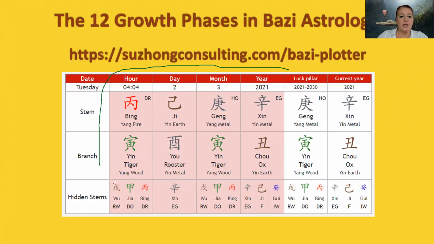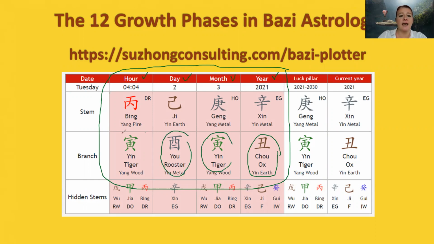Now, the pink colored part is your actual birth chart, the natal chart. And as you can see, there is a year. We call this the year pillar, the month pillar, the day pillar, and the hour pillar. This particular person is born in the ox year, in the tiger month, on a rooster day, and in the tiger hour. This is something that beginners may not be familiar with, because most people think we just have one animal sign, the year that we're born in.